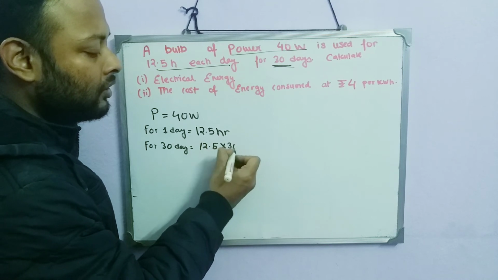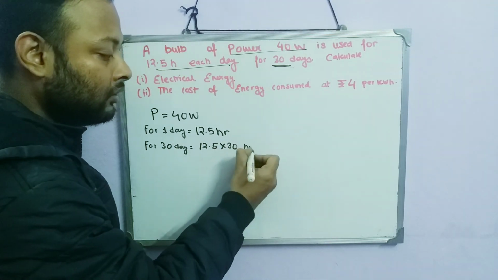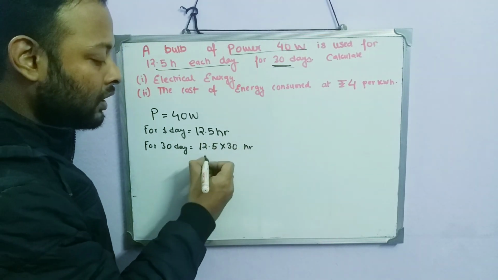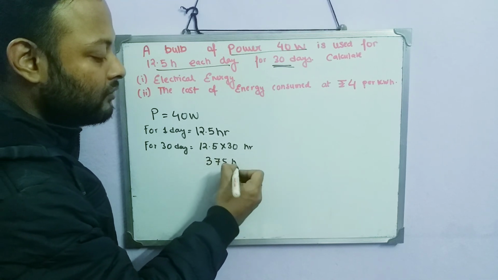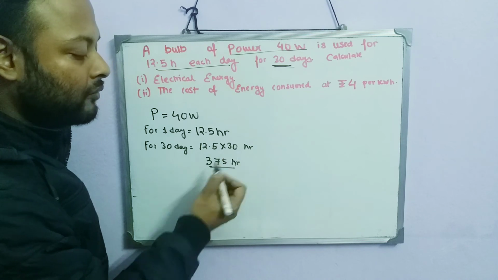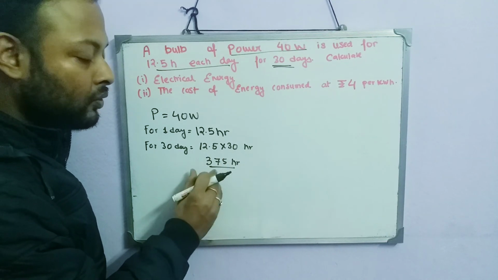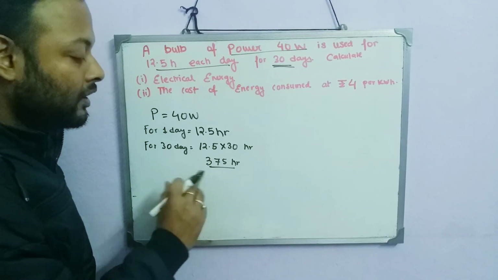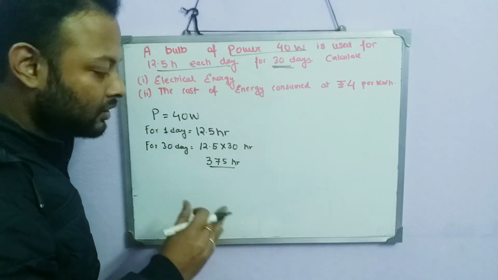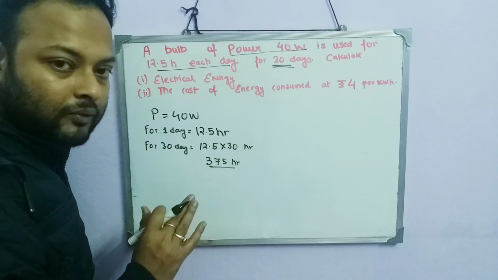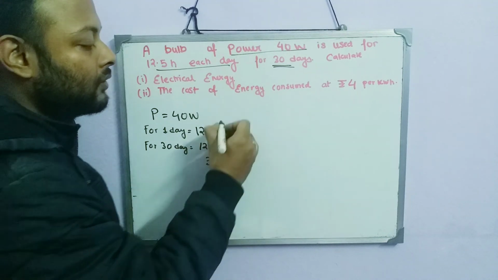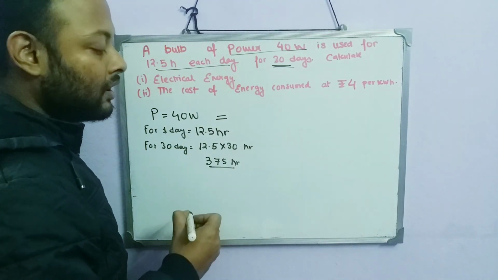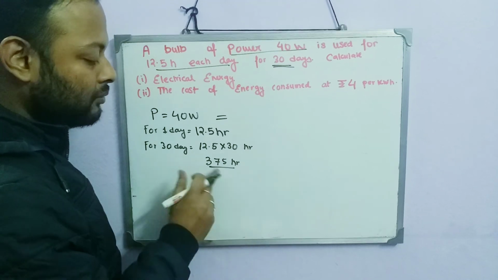12.5 into 30 hours. Now if you multiply, it becomes 375 hours. If you multiply 12.5 into 30, that gives you 375 hours. It means for the entire month, the bulb was used for 375 hours. So your power is equal to 40 watt, and your time is 375.